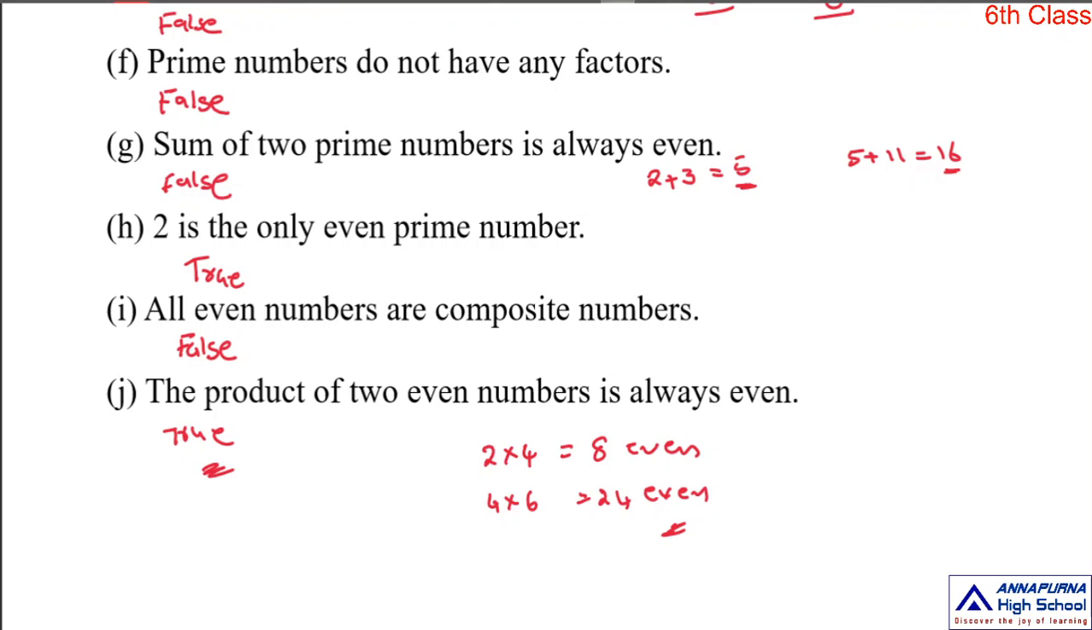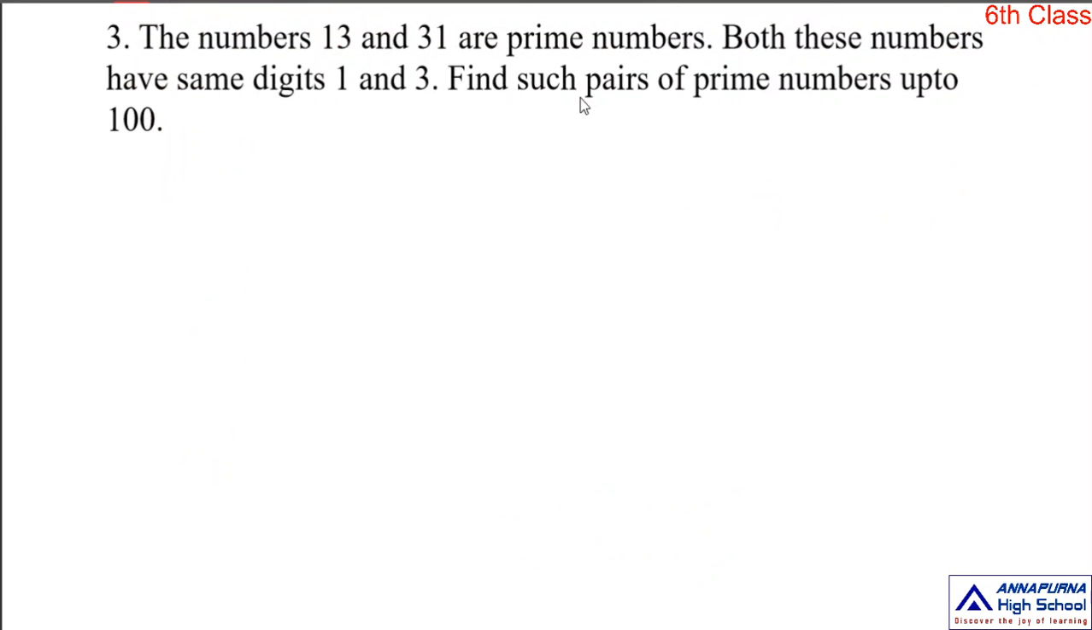Let us do the next problem. Third one. The numbers 13 and 31 are prime numbers. Both these numbers have the same digits, that is 1 and 3. Find such pairs of prime numbers up to 100.